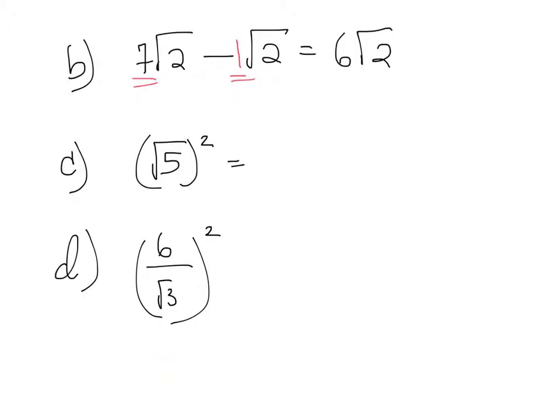Let's look at letter C. Radical 5 squared. You know that technically means radical 5 times radical 5, which is radical 25, and the square root of 25 is 5.